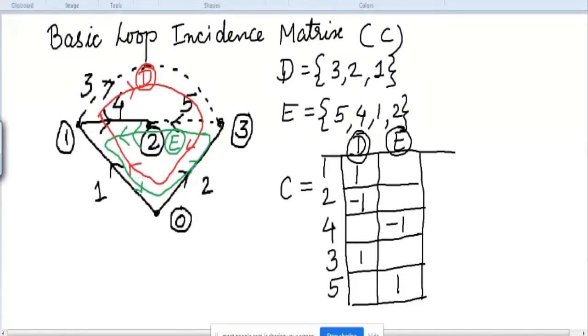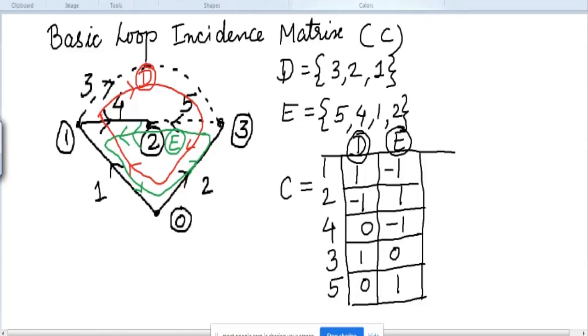Then your green loop is moving downward, whereas your element 1 is moving upward. So 1 will also be negative. Then your loop is also moving upward and 2 is also moving upward. So 2 will be positive. Okay. So in this way we have made the entries of D and E. The rest of the parts we have to fill with 0.